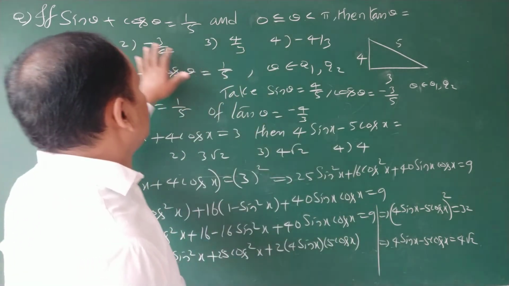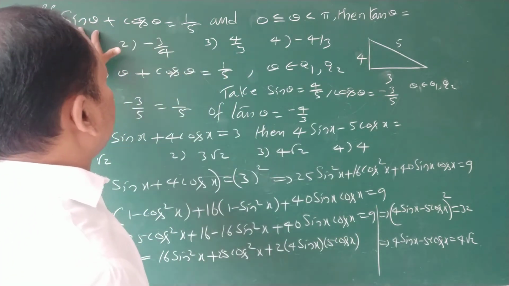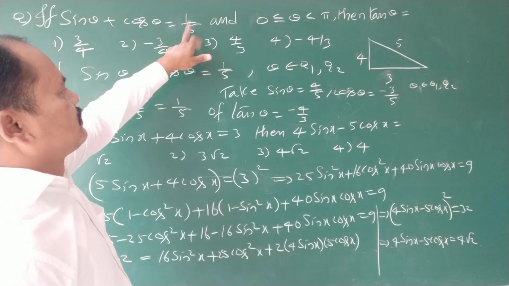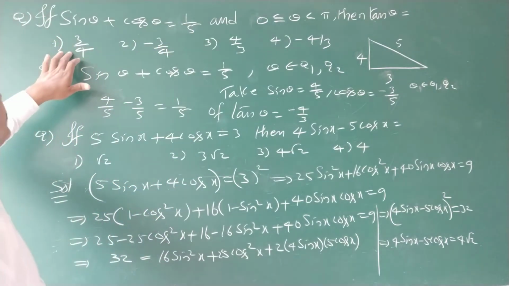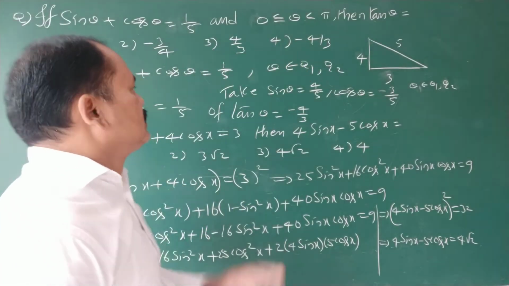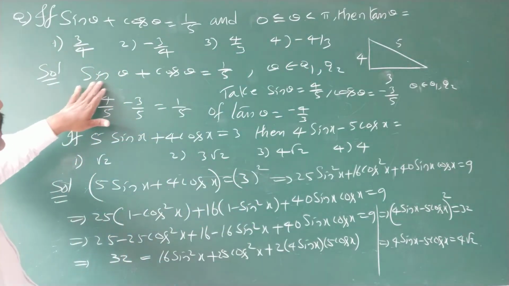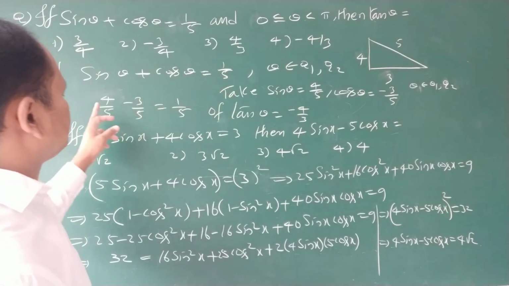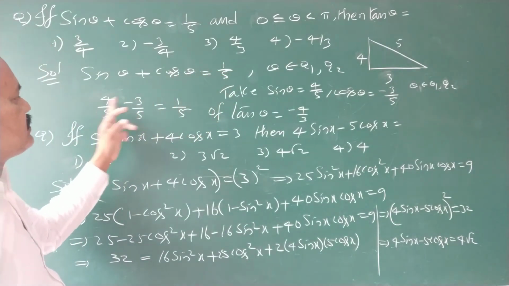So sin theta plus cos theta, the sum of these two ratios, is 1 by 5. The options are: first option 3 by 4, second option minus 3 by 4, third option 4 by 3, and fourth option minus 4 by 3. Now observe here, sin theta plus cos theta is 1 by 5. Where is it possible? 4 by 5 minus 3 by 5 is nothing but 1 by 5.